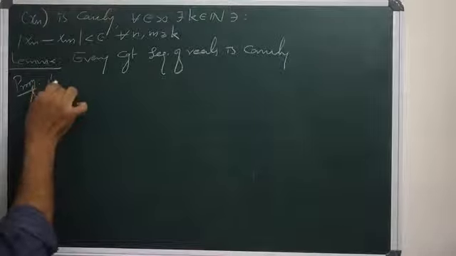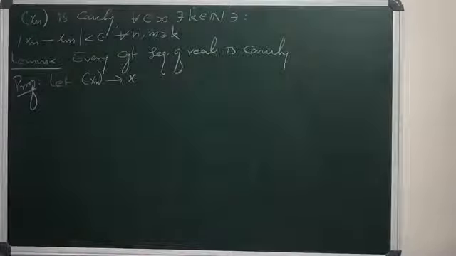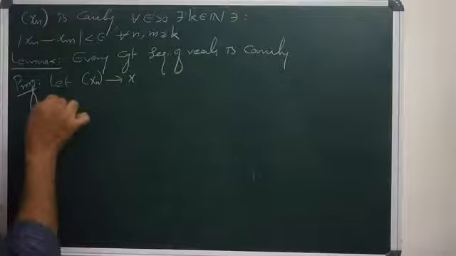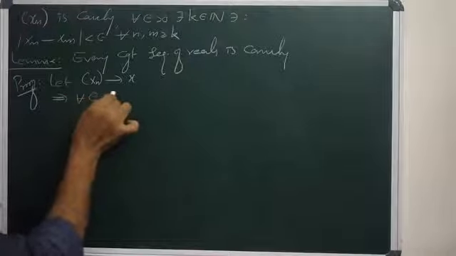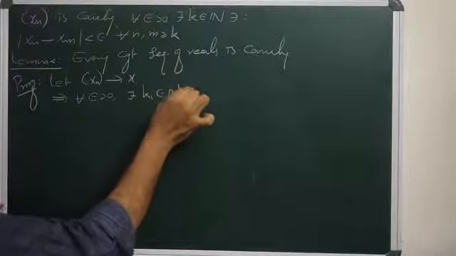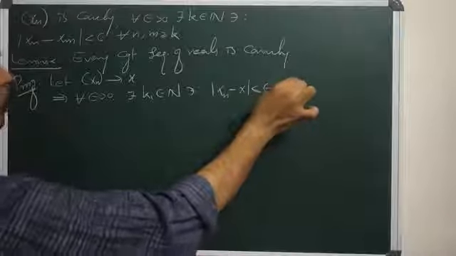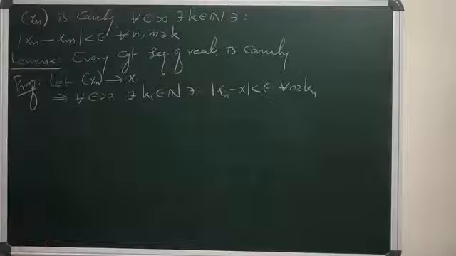So let the sequence (xn) be convergent, and suppose it converges to x. We have to show that xn is Cauchy. xn converges to x means for all epsilon positive, there exists some k1 in N such that modulus of xn minus x is strictly less than epsilon for all n greater than or equal to this k1. Whatever it may be, there exists some k1 for epsilon by 2.